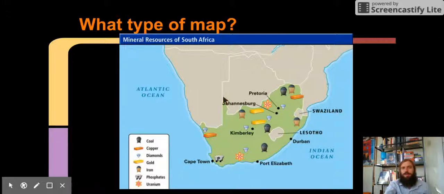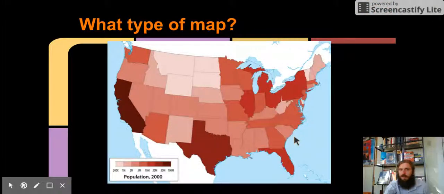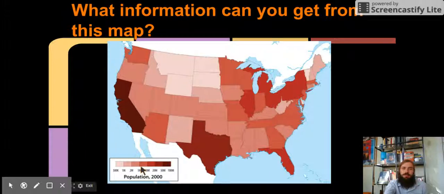What type of map is this? Good. I'm seeing natural resources, things that come from nature and are used by humans. What type of map is this? This is going to be a climate map. Temperature shows me what the weather is like over time. What type of map is this? Good. You should be looking at your key. It shows you very clearly this is population.